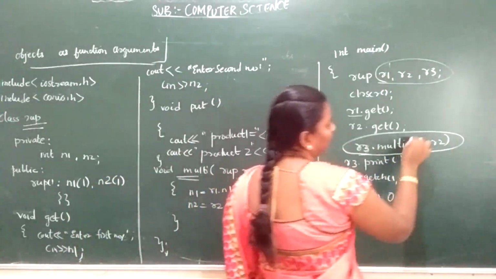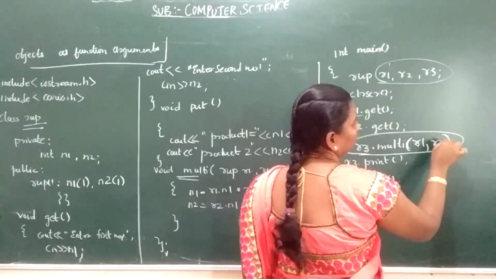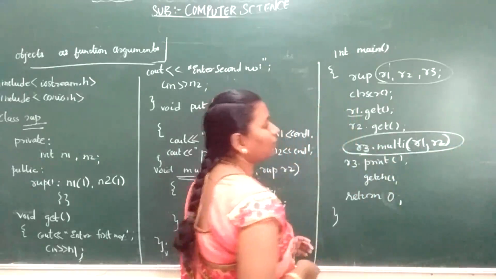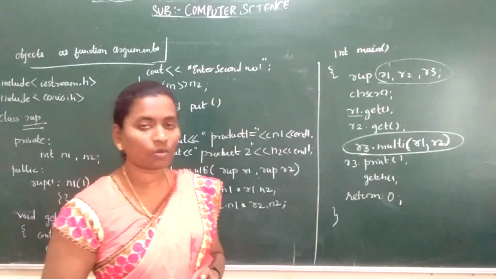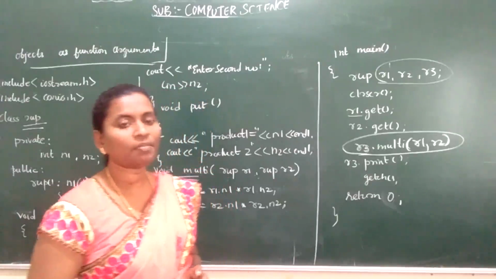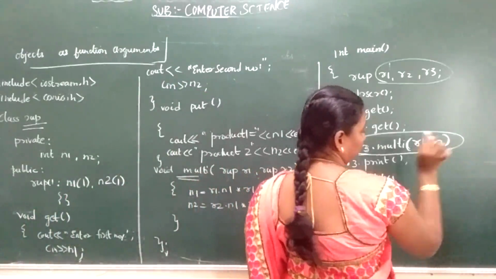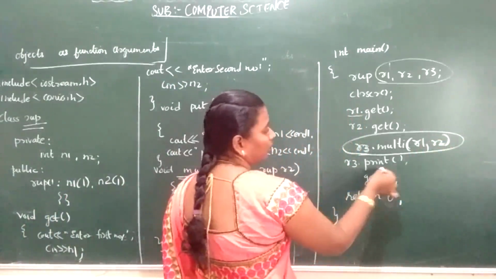multi, and I am passing the objects. What was my object? R1 and R2. So this is very important. This is your concept: how we are going to pass the objects as arguments to the function. Multi is a member function. To this member function, I am passing R1 and R2. Later by using R3, I am using print.